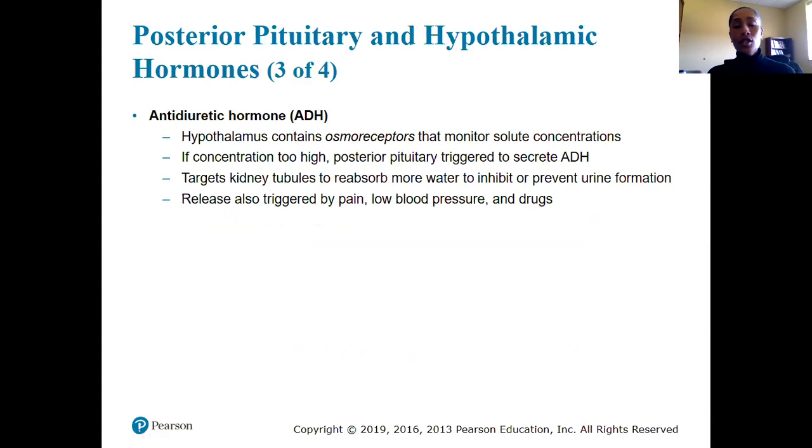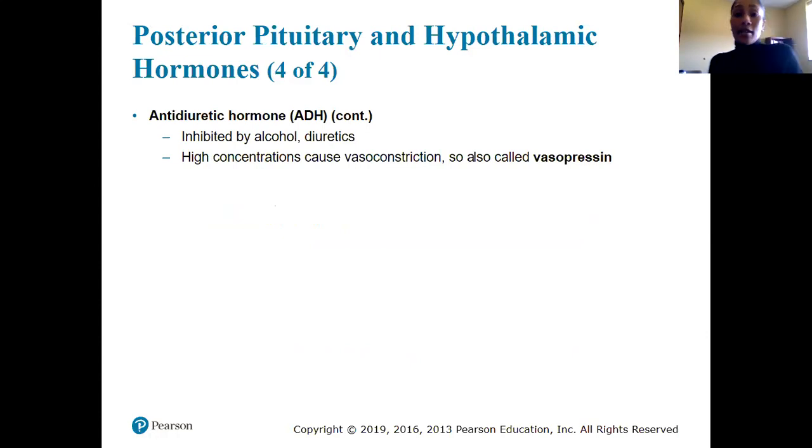We can also trigger ADH to be released based on levels of pain, low blood pressure, and certain drugs. Now, ADH can be inhibited by the body if we consume diuretics and liquor. So for instance, if you've ever drank liquor before, especially if you had a fun night, you drank maybe a lot of liquor, and you notice that you went to the bathroom and kept using the bathroom all night long.